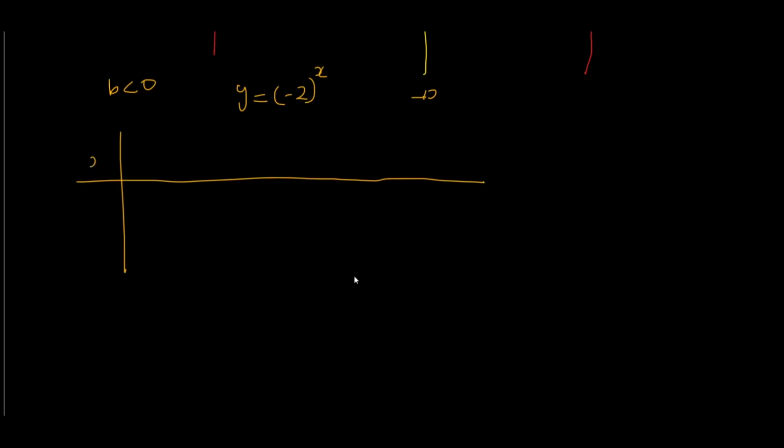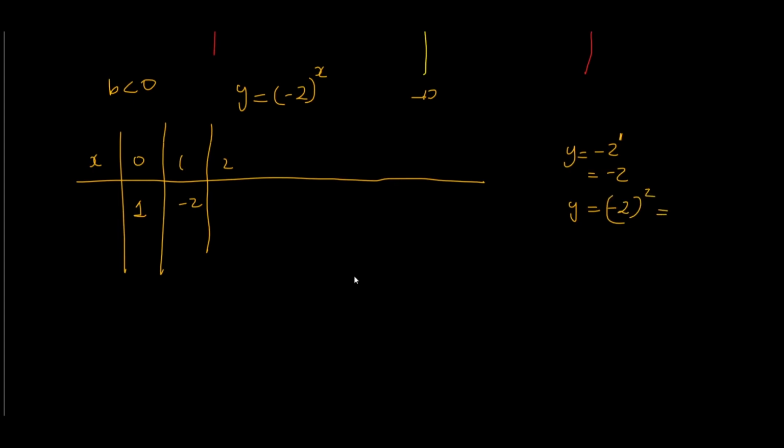So now what happens? What happens when x is equal to 0? Any number to the power 0 is 1, right? So what happens when x is 1? You will have y is equal to (-2)^1, and then you have minus 2. What happens when x is equal to 2? You have y is equal to (-2)^2, which is going to be 4. So that's positive. And when x is 3, y is equal to (-2)^3.